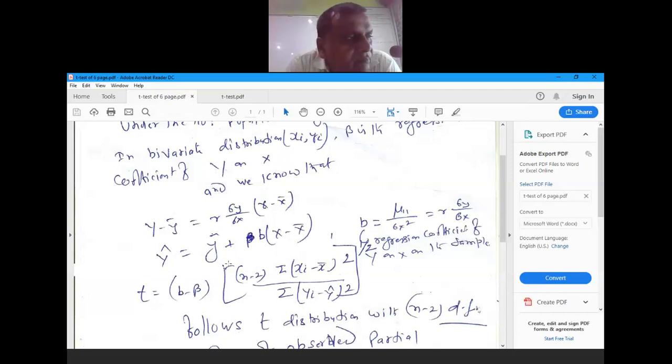So मैंने आप लोग को ऑफलाइन में बताया था, if a random sample of size n drawn from a random population with mean mu and variance sigma square, then t is equal to x bar minus mu divided by s upon root n with n minus 1 degree of freedom. So this is the definition of your t test.